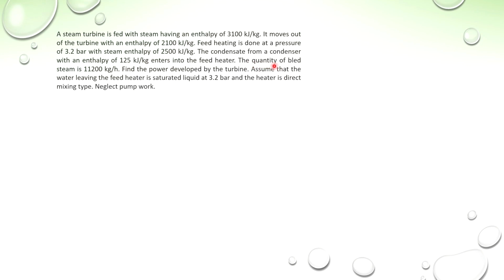Now the quantity of bleed steam is 11,200 kilograms per hour. The question asks us to find the power developed by the turbine, and also to assume that the water leaving the feed heater is saturated liquid at 3.2 bar, which would be the condition of the saturated liquid before entering the boiler again. The heater is a direct mixing type, and we have to neglect pump work.